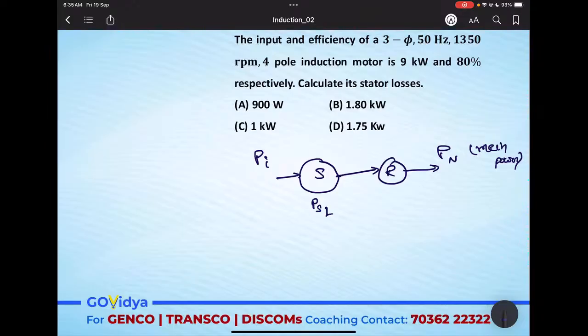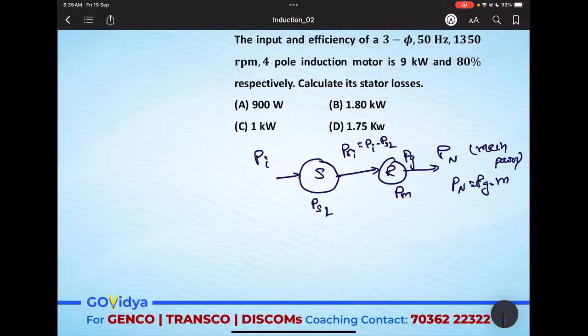After stator losses, whatever power goes to the rotor is called rotor input power. Rotor input power is nothing but Pi minus PSL. In the rotor, some mechanical losses will also occur. Whatever gross mechanical power is developed will be Pg. Net power Pn is equal to Pg minus Pm. This is the power flow in an induction machine.